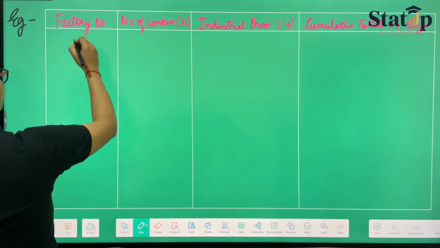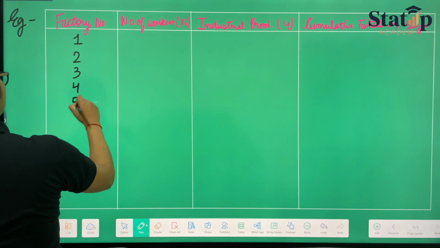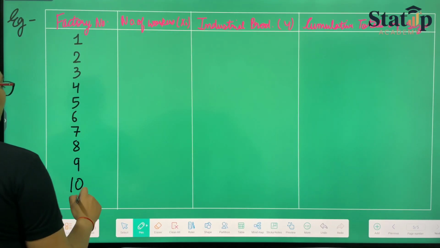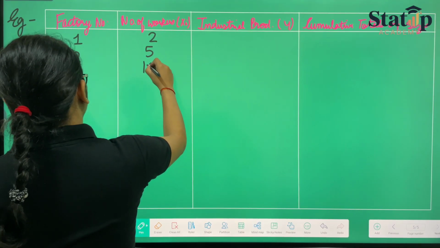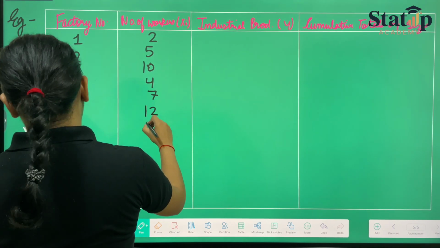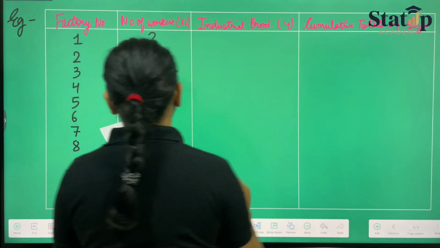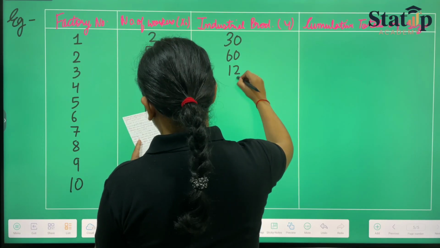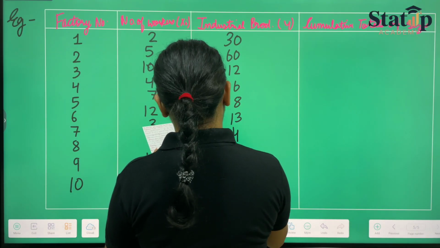So there are 10 factories numbered 1, 2, 3, 4, 5, 6, 7, 8, 9, 10. Number of workers are 2, 5, 10, 4, 7, 12, 3, 4, 11, 6. Industrial production is 30, 60, 12, 6, 8, 13, 4, 17, 13, 8.